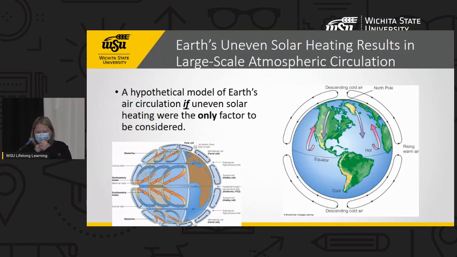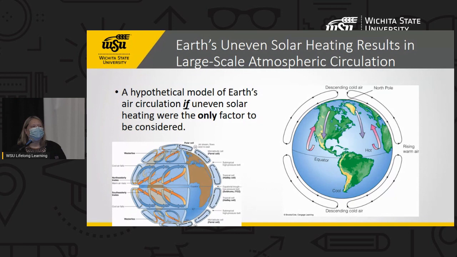So if that's all there was to consider, we would basically have two giant air circulation cells, one in the Northern Hemisphere and one in the Southern Hemisphere. We would be taking in the heat at the equator at a much greater rate than at the poles. And then that heat would be traveling to the poles, to the colder regions, falling, and then coming back to the equator. But that's not actually what happens. That's very simplified.